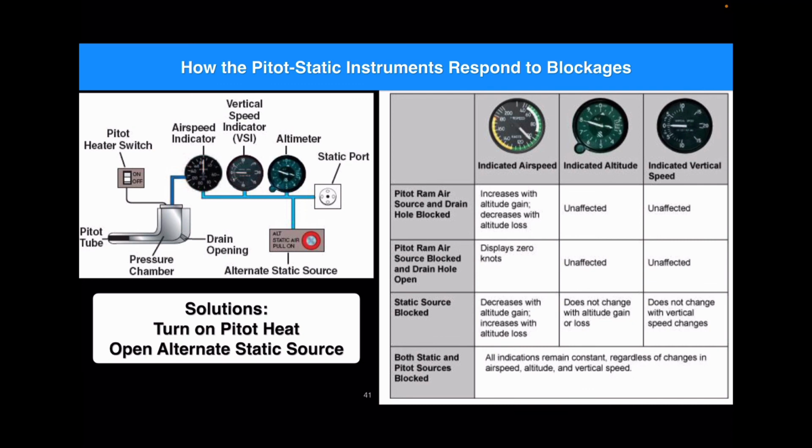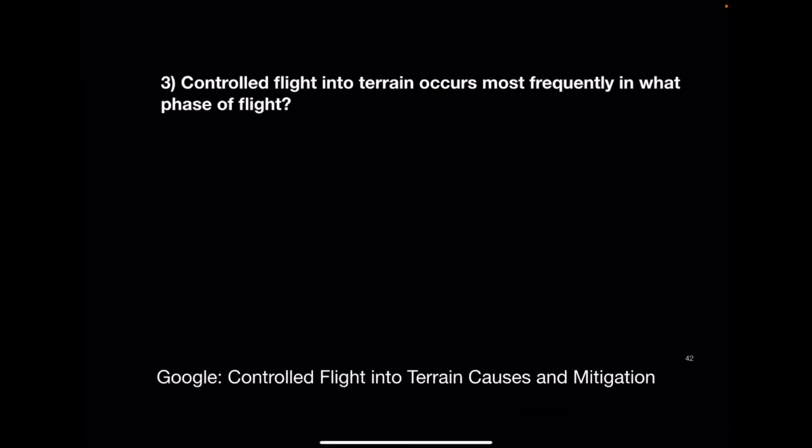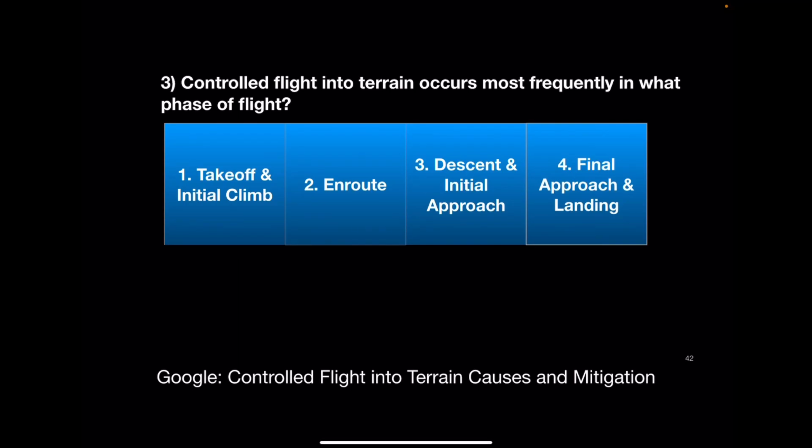Okay, question 3. Controlled flight into terrain occurs most frequently in what phase of flight? All right, 15 seconds.